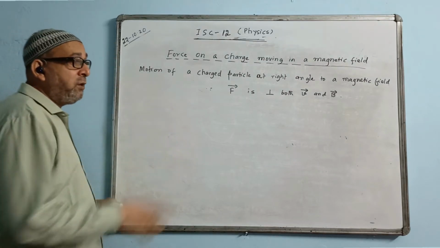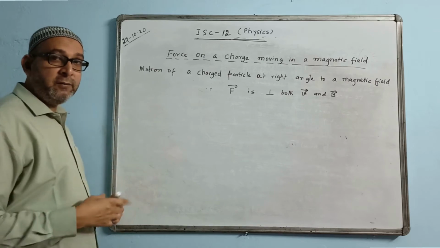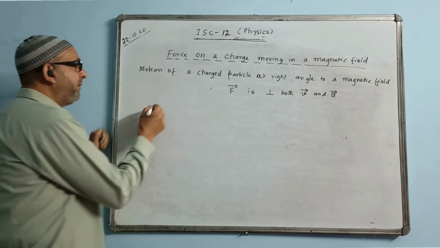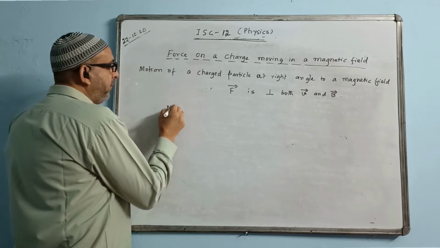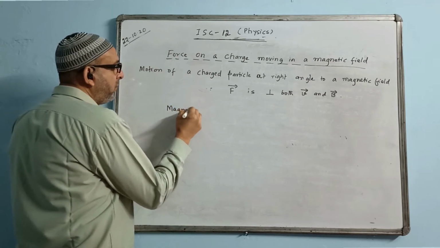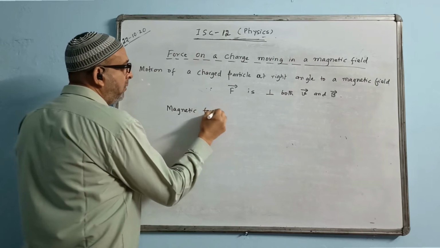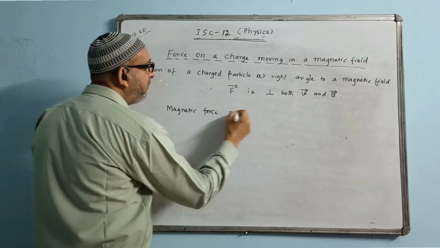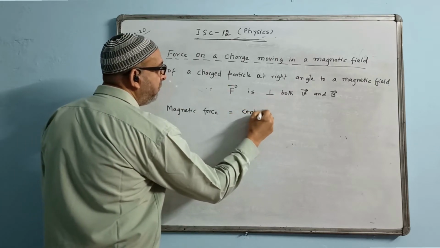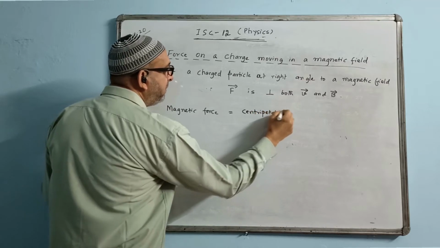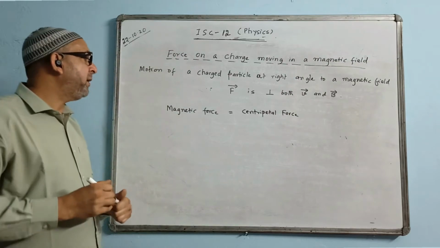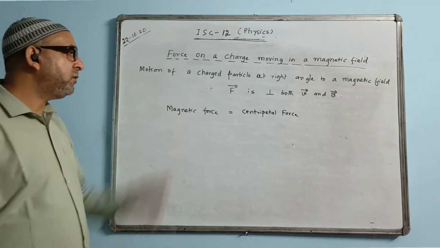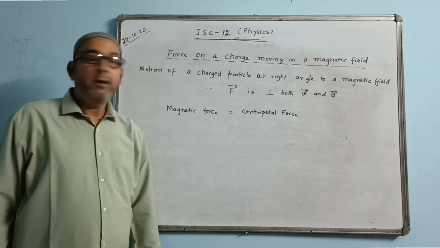Since the path is going to be a circle, we will find the radius of that circle. So, how do we find it? We will be writing like this. Magnetic force on the charged particle will be equal to centripetal force. This will provide the necessary centripetal force for the circular motion. So we will be equating that: magnetic force is equal to centripetal force.